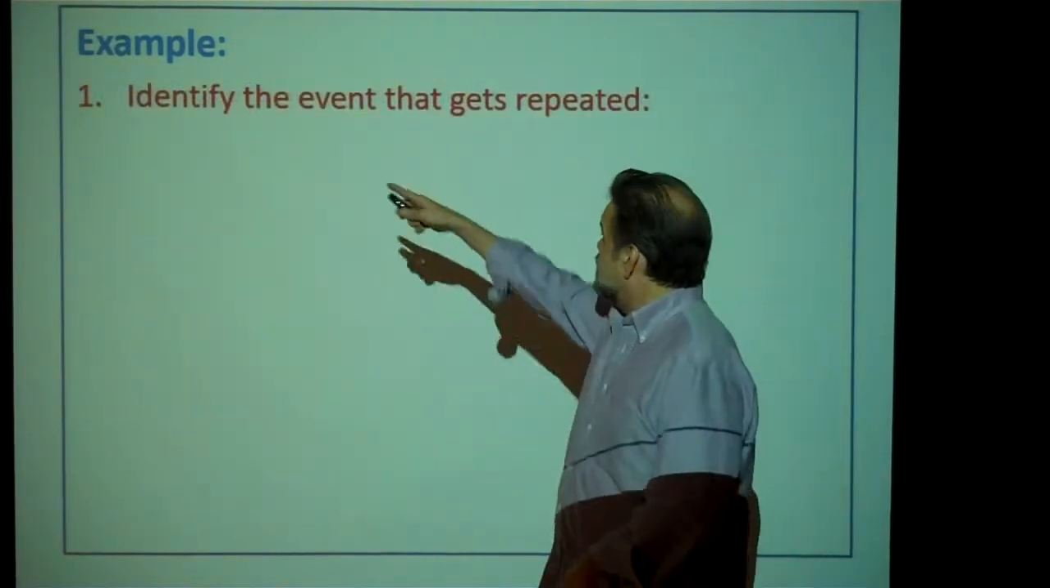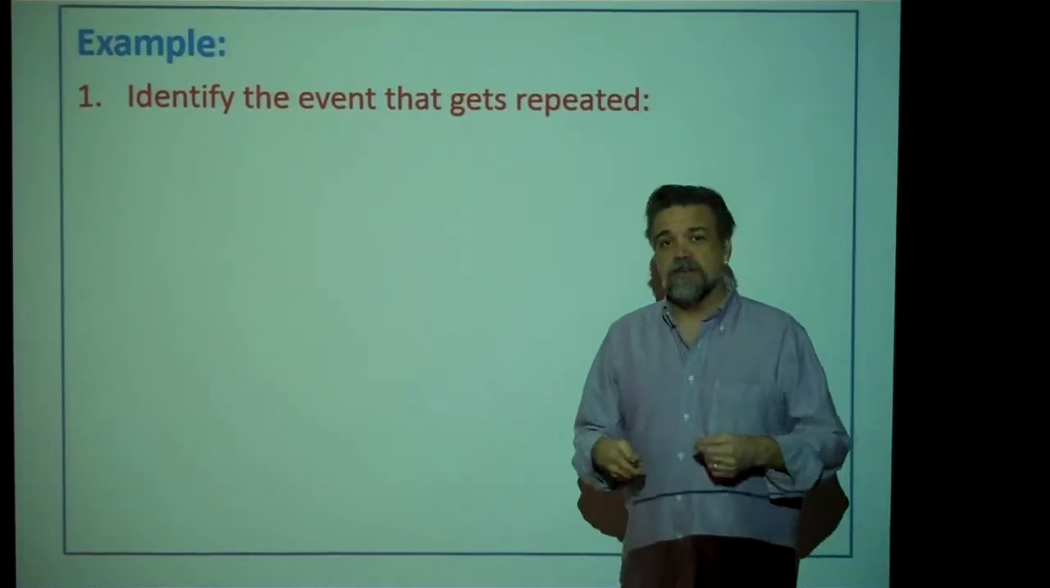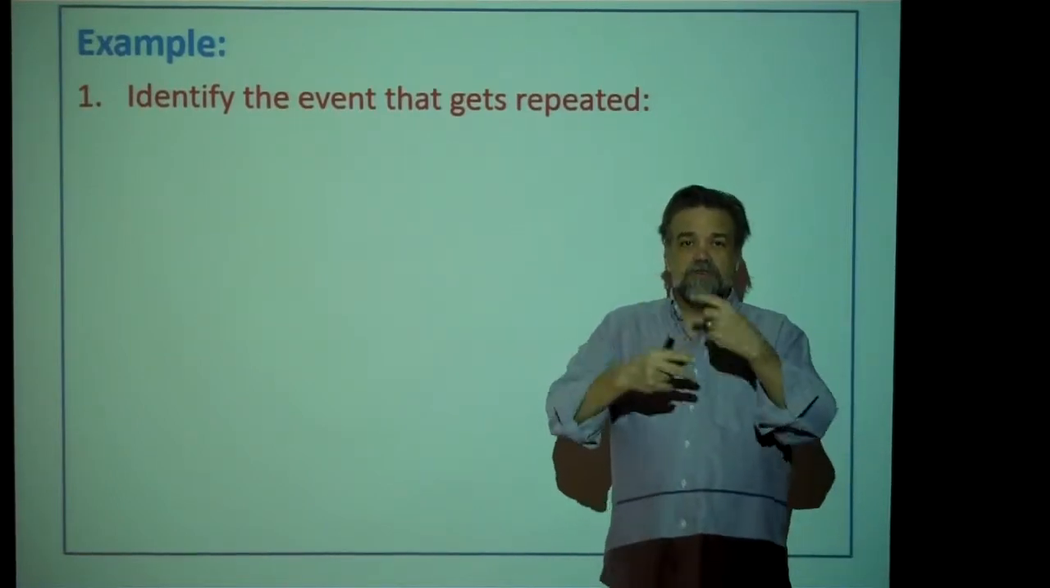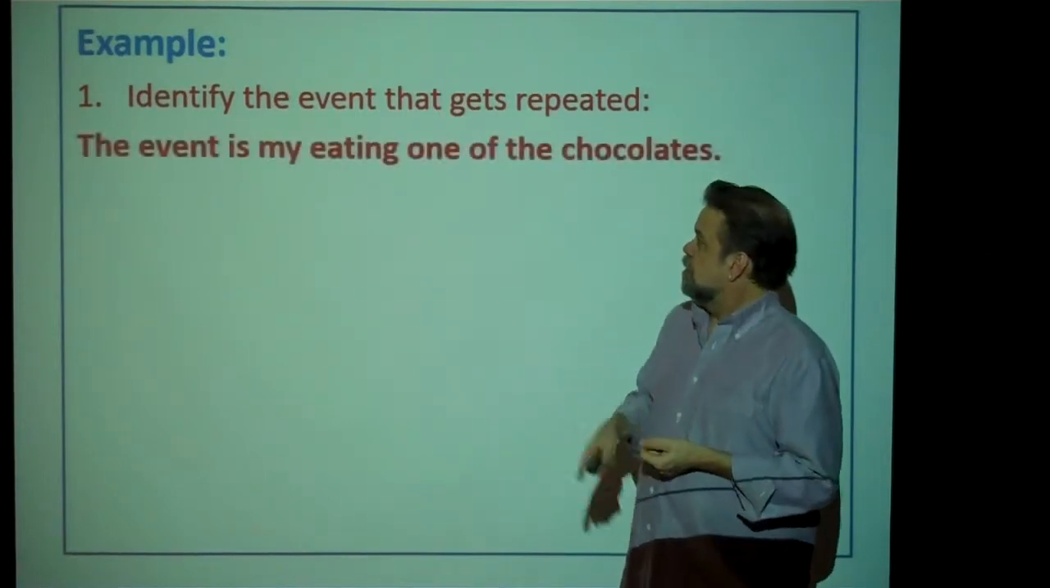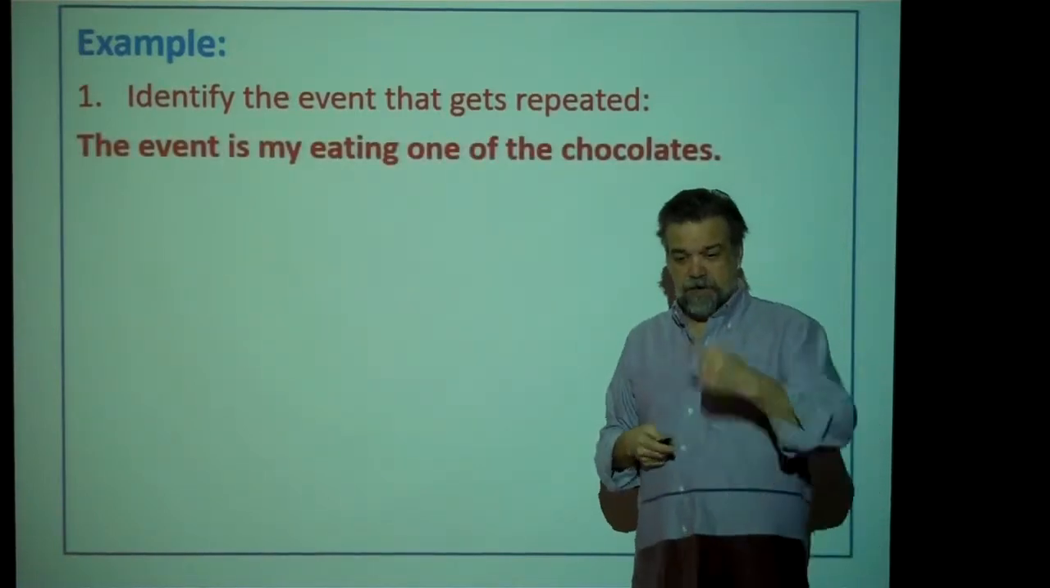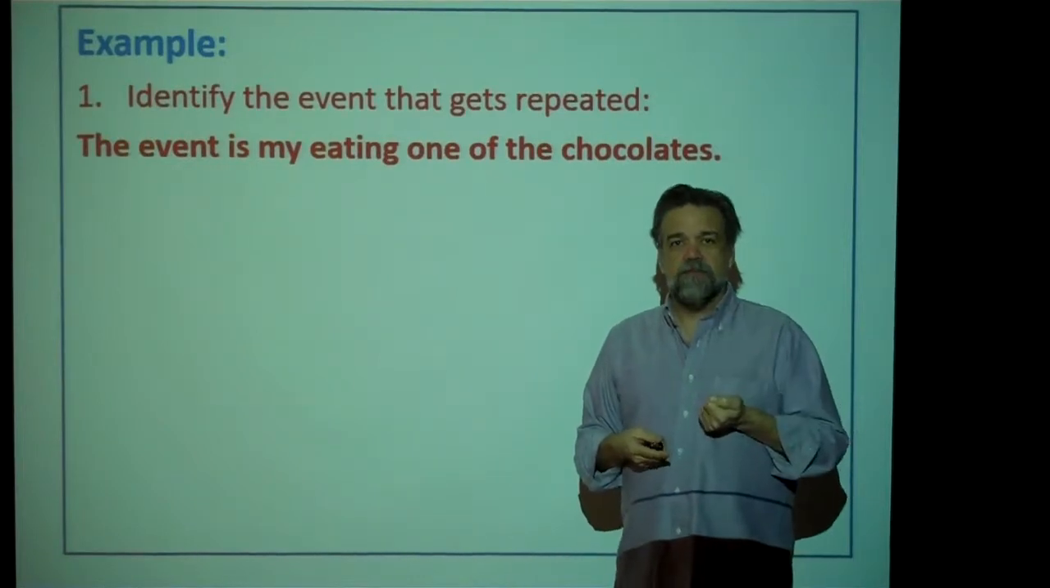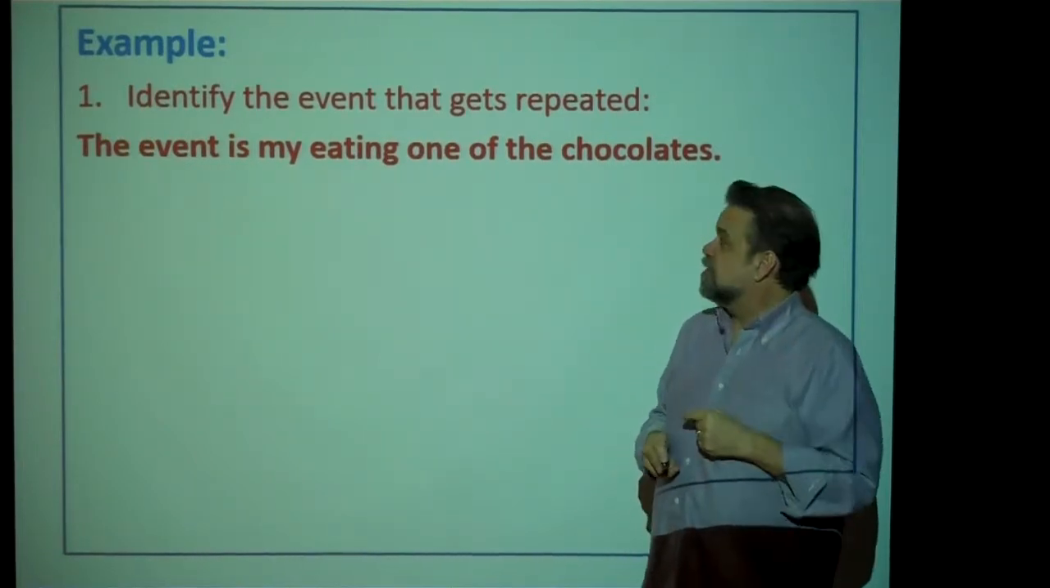Number one, you identify the event that gets repeated, okay? Whenever you're doing a simulation, you're going to do something over and over and over and over. What's getting repeated this time? Well, my eating one of the chocolates. I pick up a chocolate, I go, ooh, and I eat it, okay? That's what gets repeated every single time.